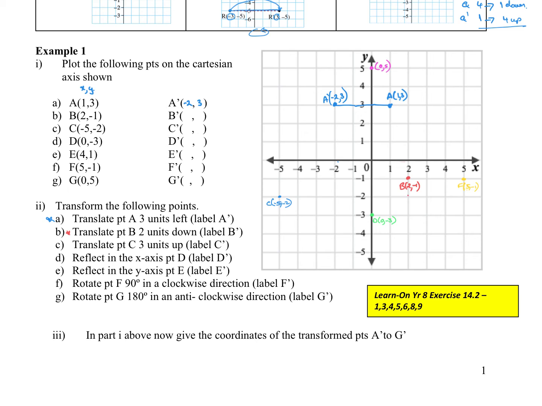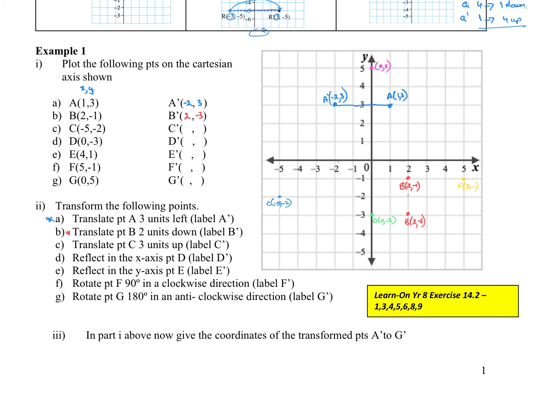If I go down 2 units, notice I'm still at 2 across, but I moved down to -3. So let's put that into B dashed.